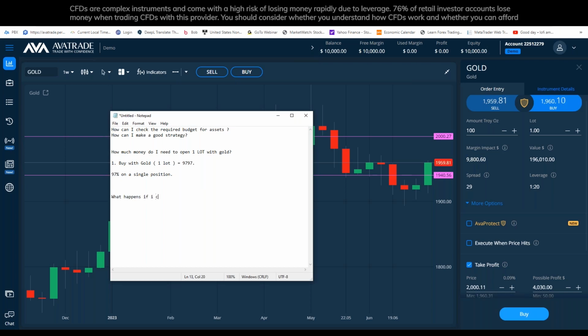What happens if I can't comply to the margin? How is it written? Impact. Sorry. Guys, tell me what happens if I can't comply. So what happens if I don't have enough margin to get to 9,800?